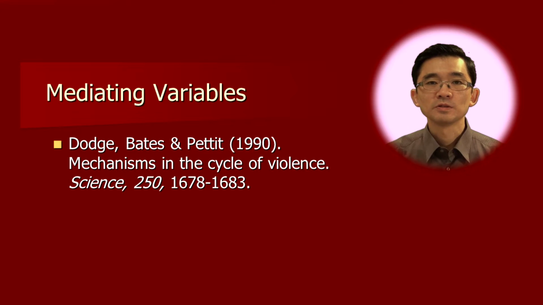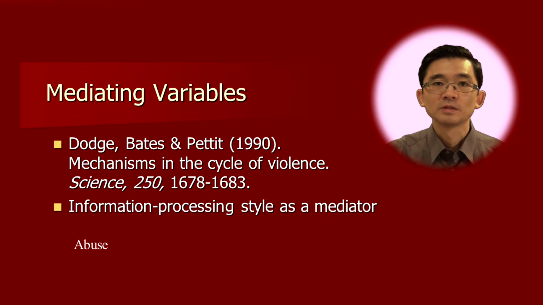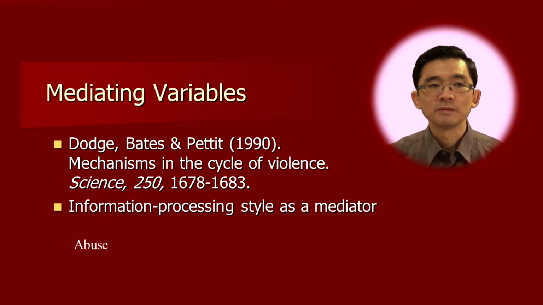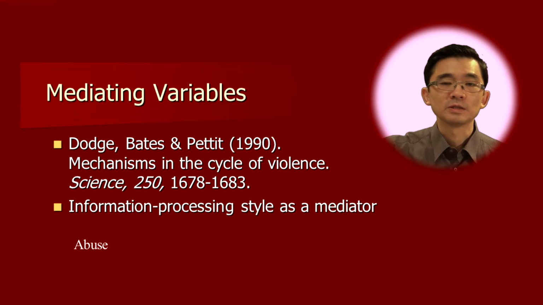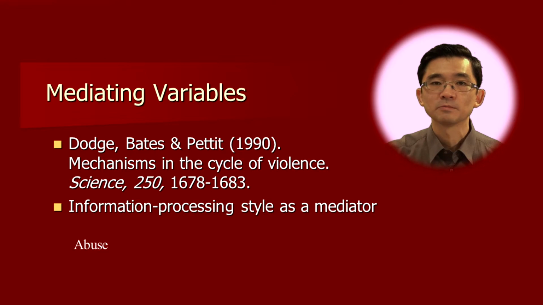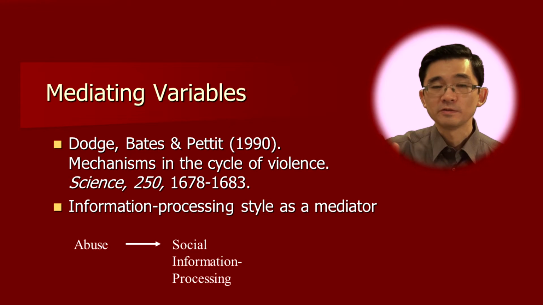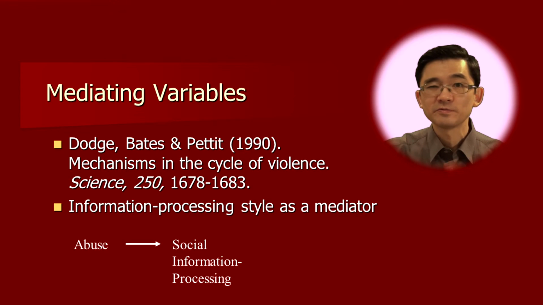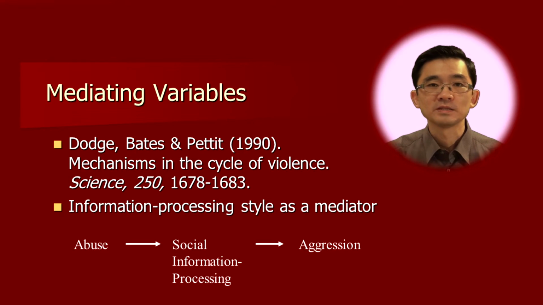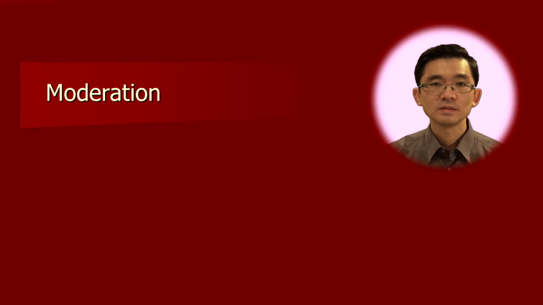Okay. So in one famous study, researchers wanted to know, when people are abused by their family members, for example, children who are abused, they become more aggressive. So psychologists have been interested in the mechanism. Why do they become more aggressive? So these researchers showed that it's because the abuse leads to different social information processing. These children think differently. They look at the world as an aggressive place. And then because of that, they become more aggressive. Okay. Now, let's look at the moderating relationship.